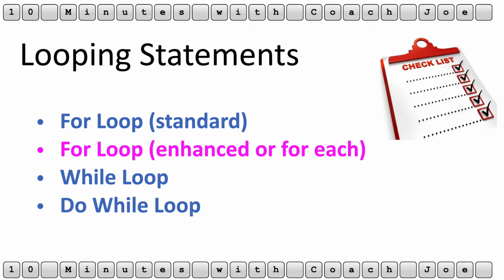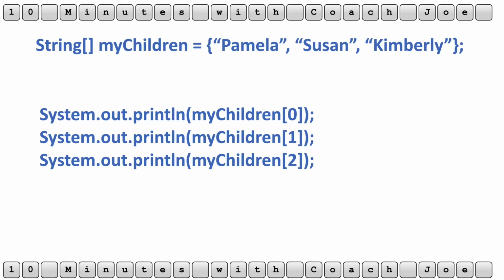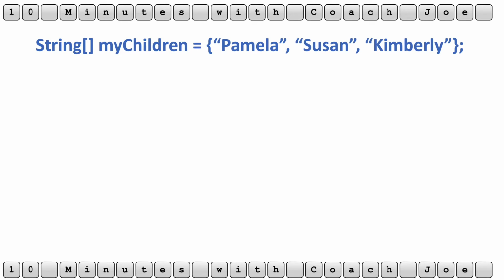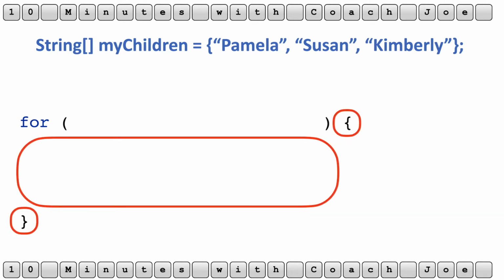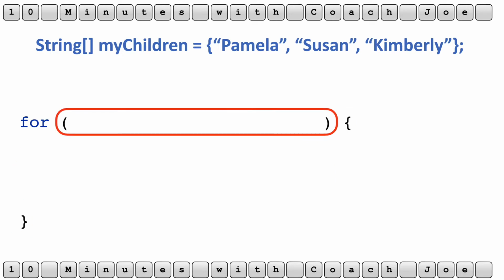The enhanced for loop is used to iterate over each element of a collection. Let me show you with the previous string array example. Let's remove these 3 output lines for now. We need to add the shell of our for loop statement. Here is the for keyword. There are parentheses to hold the components for the for statement and curly braces to hold the code block to be executed. We only need 2 components inside the parentheses.